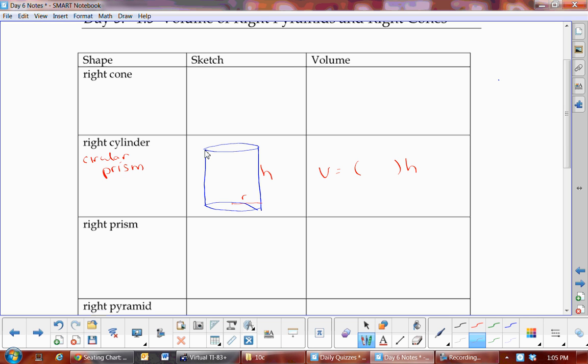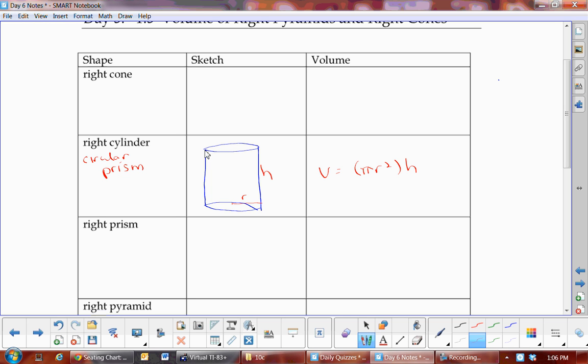Now, how would you find out the area of that base? What formula would you use? It would be the area of a circle. Surface area of one thing, it's just area. But what would it be? Pi r squared. Not diameter, it's pi r squared.